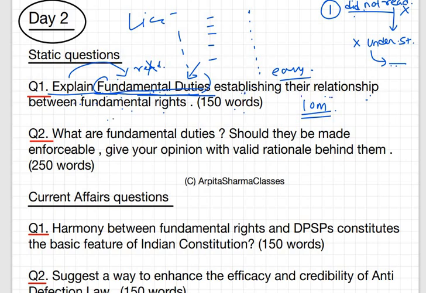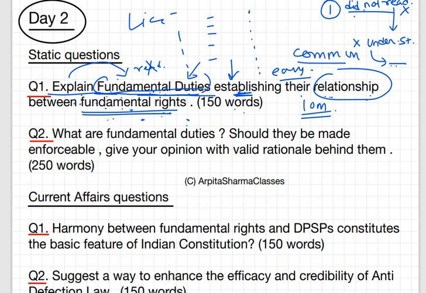Students, they differentiated between fundamental rights and fundamental duties in the answer sheet. That was the second mistake. Again, you did not understand. Establish the relationship between fundamental duties and fundamental rights. That means what is that one thing that relates both of them? What is the one common thing or link between fundamental duty and fundamental rights? That you had to explain.